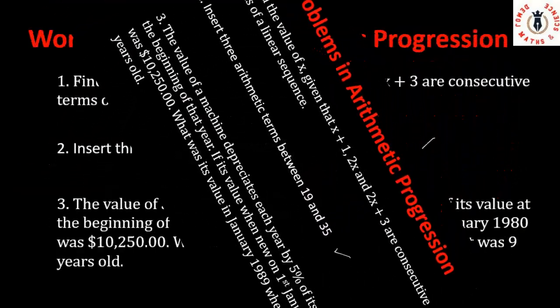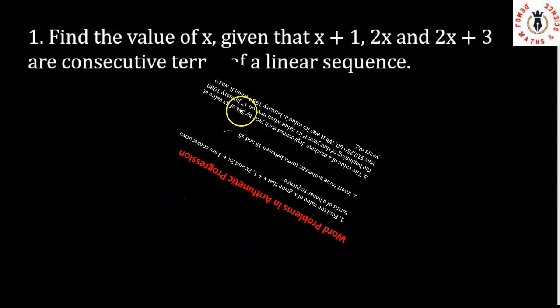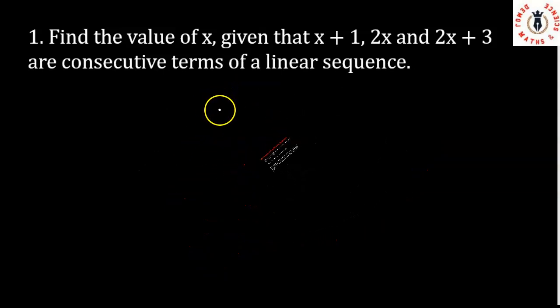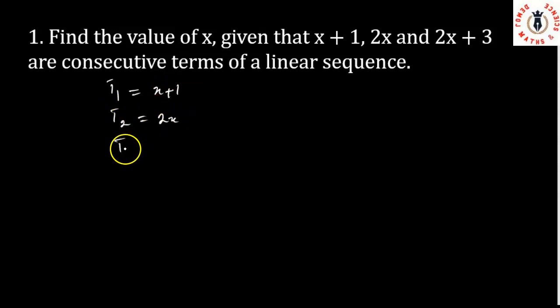Now, our first question says we should find the value of x given that x plus 1, 2x, and 2x plus 3 are consecutive terms of a linear sequence. That is, the t1 of this linear sequence is equal to x plus 1, the t2 of this sequence is 2x, and the t3 of this sequence is equal to 2x plus 3. Now, for this question, you understand with me that x plus 1, which is t1, is the same thing as the first term, 2x is the second term, and t3 is equal to 2x plus 3.